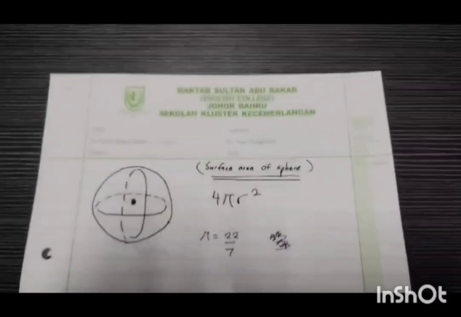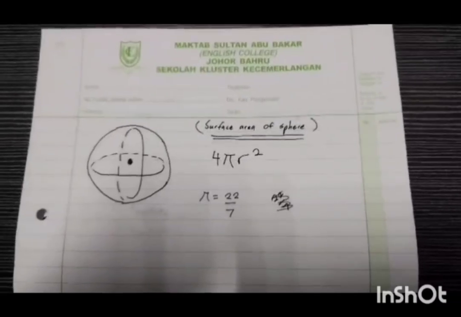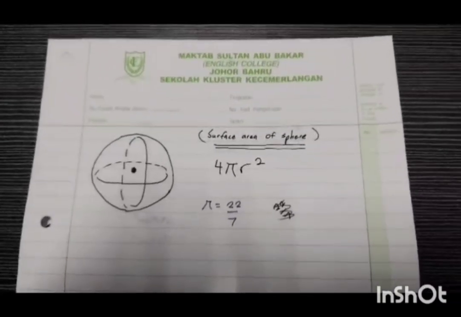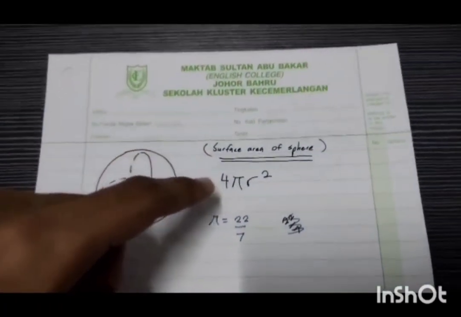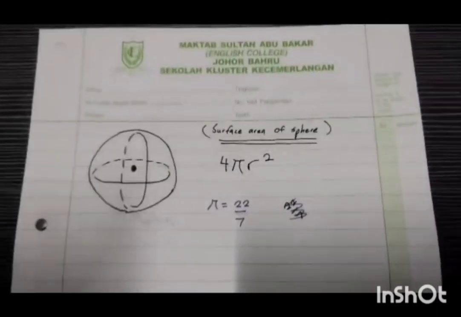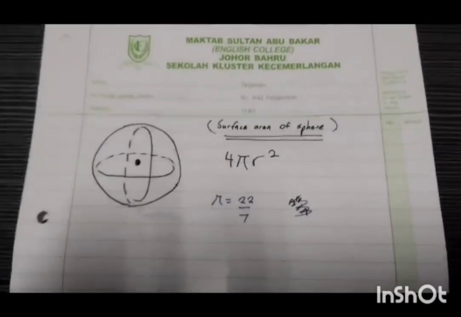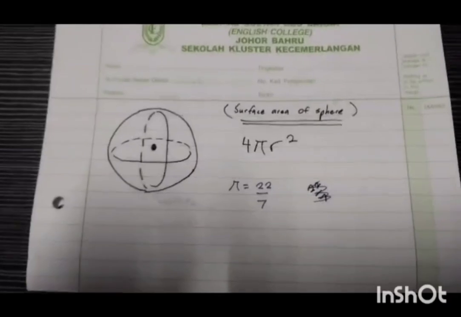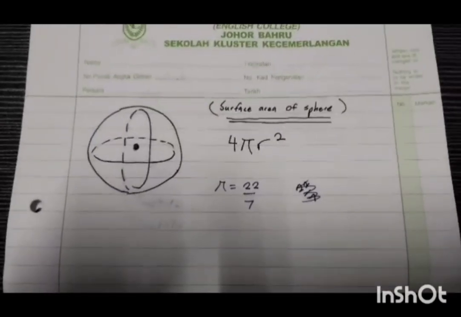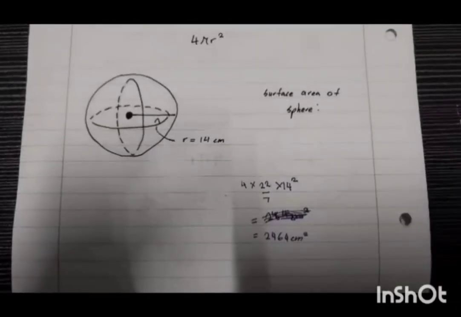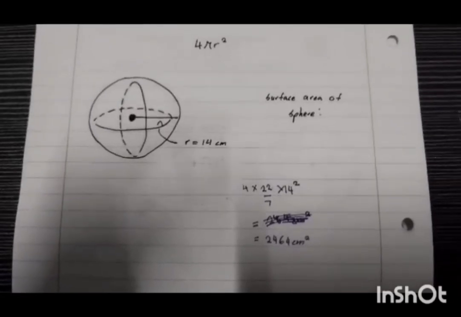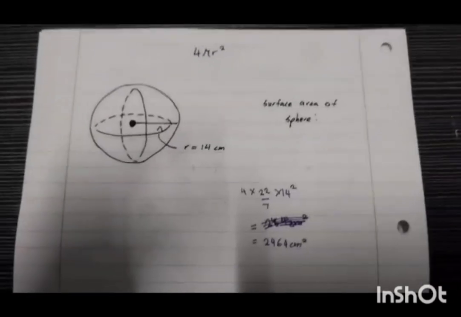The first thing you need to know about the surface area of a sphere is the formula. The formula is always 4 times pi times radius square. The pi we will always be using is 22 over 7. So let's review the first question, the only question we will be reviewing.